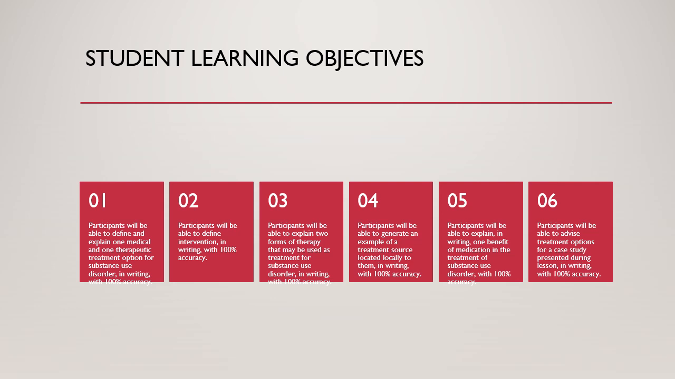Following that, participants will be able to generate an example of a treatment source located locally to them in writing with 100% accuracy. Our fifth student learning objective is participants will be able to explain in writing one benefit of medication in the treatment of substance use disorder with 100% accuracy. And then our final student learning objective, number 6, is participants will be able to advise treatment options for a case study presented during the lesson in writing with 100% accuracy.